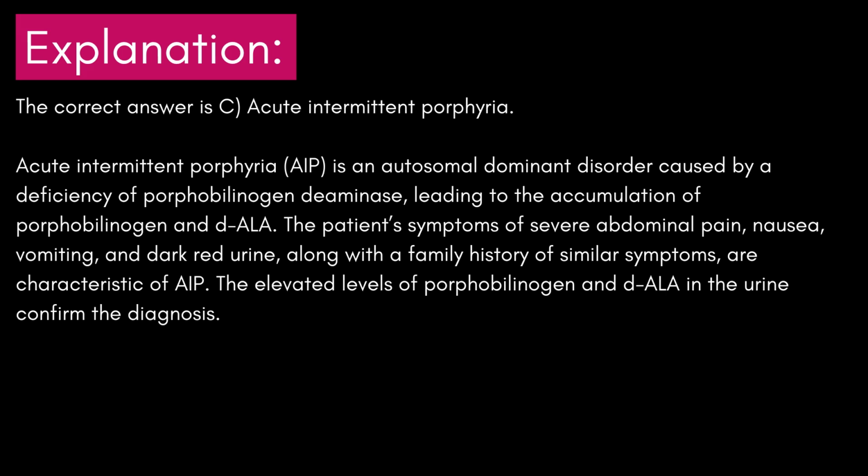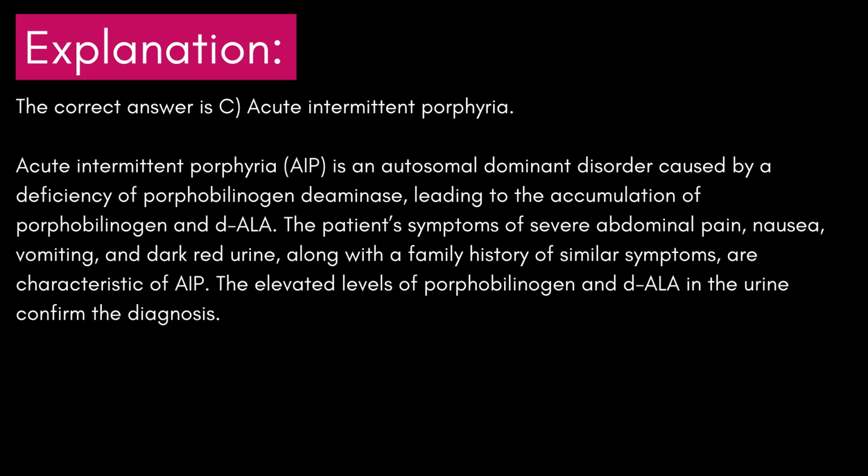Acute intermittent porphyria, AIP, is an autosomal dominant disorder caused by a deficiency of porphobilinogen deaminase, leading to the accumulation of porphobilinogen and ALA. The patient's symptoms of severe abdominal pain, nausea, vomiting, and dark red urine, along with a family history of similar symptoms, are characteristic of AIP. The elevated levels of porphobilinogen and ALA in the urine confirm the diagnosis.